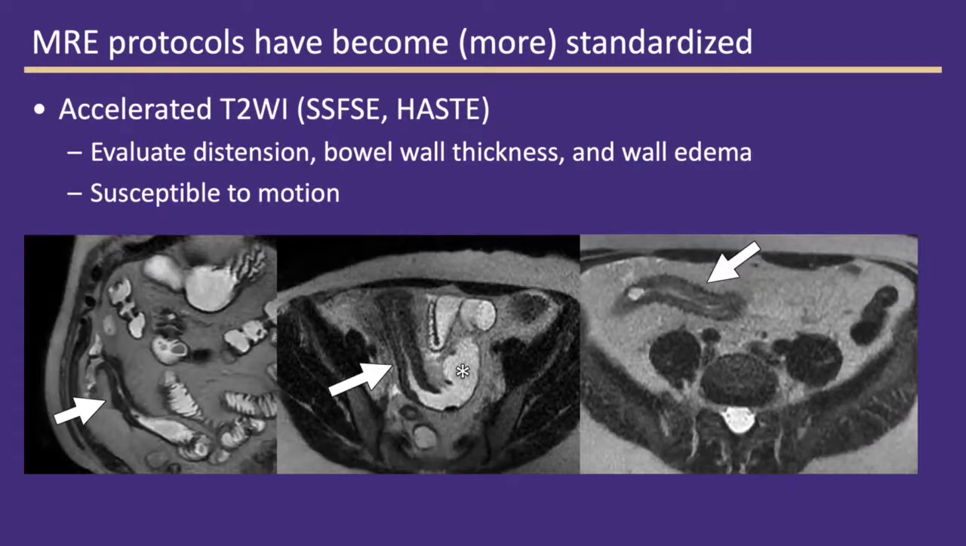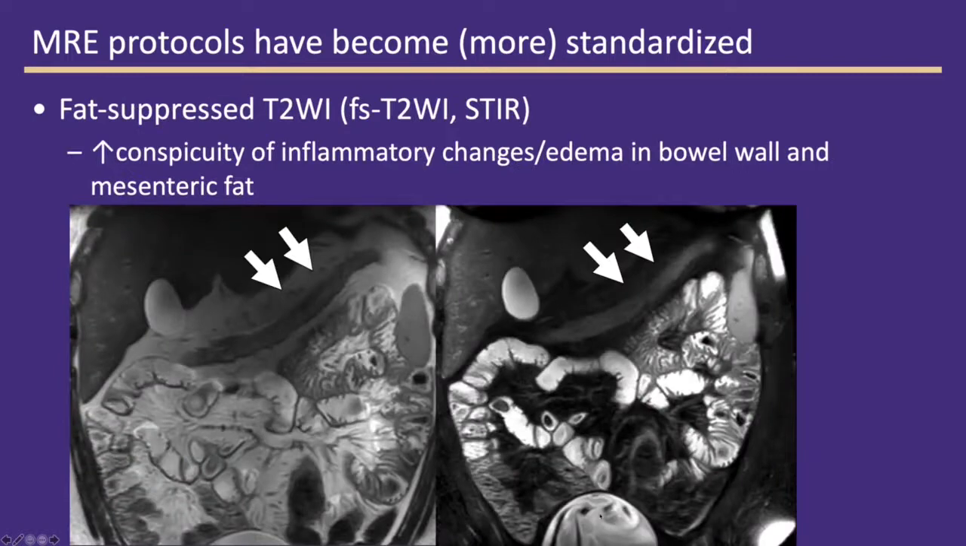These are the accelerated T2 weighted sequences. These are the best sequences to assess the bowel distension, and with that, evaluating for bowel wall thickness and bowel wall edema. These are sensitive to motion as well, so these are acquired generally very rapidly to minimize bowel motion. This is an example where you see wall thickening. Then within the wall, you also see this high signal intensity, the intramural edema, which is a marker of more severe bowel wall thickening.